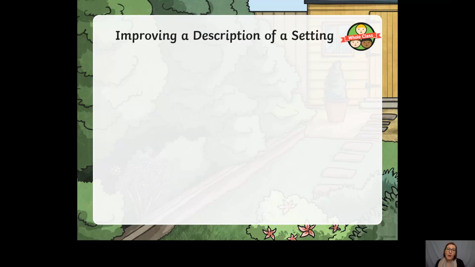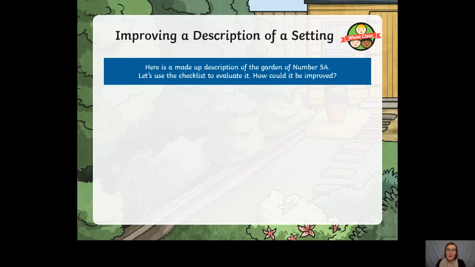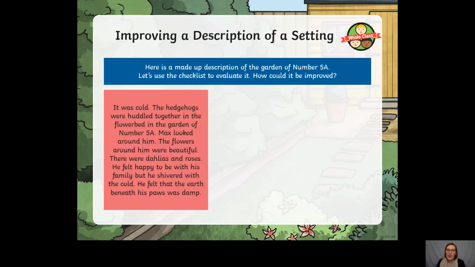Now, we're going to have a little go at improving a description of a setting. So here is a made-up description of the garden at number 5A. And we're going to use a little checklist to evaluate it and see how it could be improved. So I'm going to read it to you now. It was cold. The hedgehogs were huddled together in the flower bed of the garden of number 5A. Max looked around him. The flowers around him were beautiful. There were dahlias and roses. He felt happy to be with his family, but he shivered with the cold. He felt the earth beneath his paws was damp.